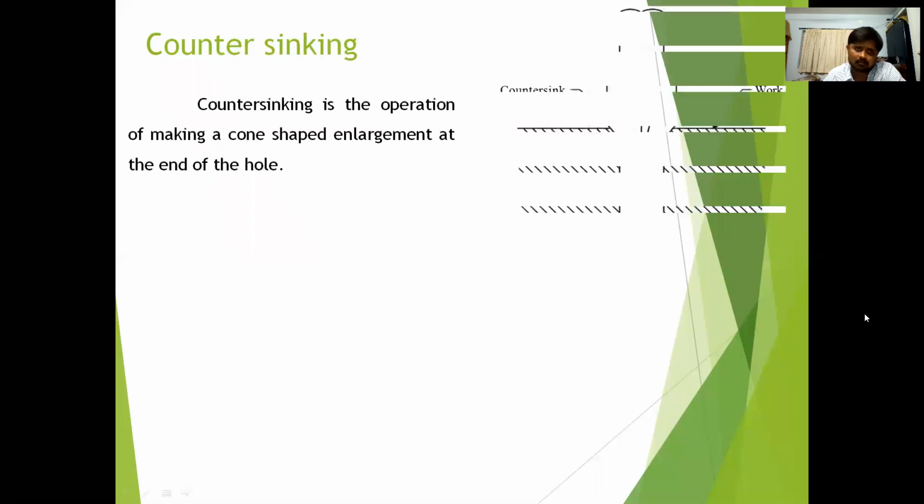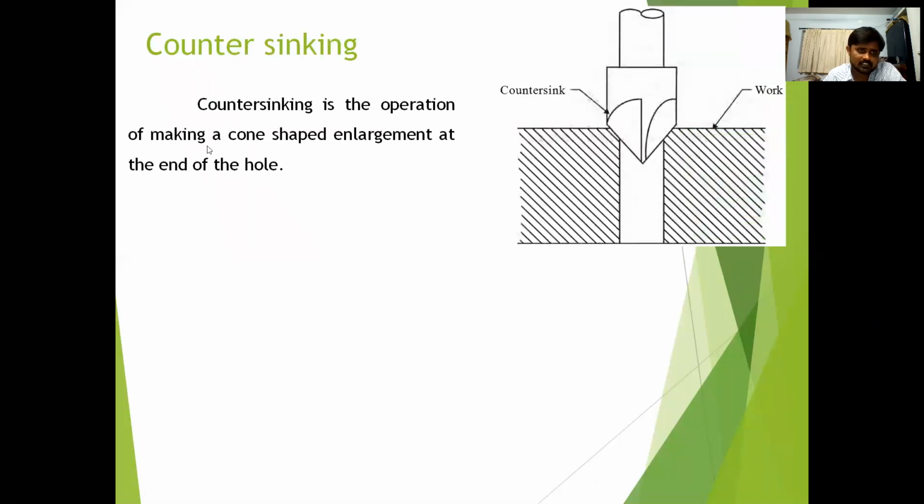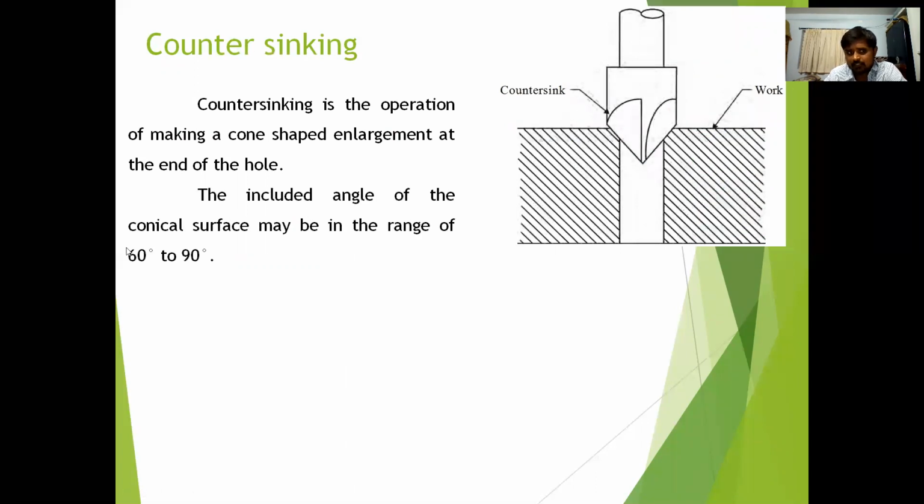Next, counter sinking operation. Counter sinking operation is the operation of making a cone shaped enlargement. In the previous case, counter boring, we make a square shaped enlargement, but here we are going to make this cone shaped enlargement at the end of the hole. The included angle of the conical surface may be in the range of 60 to 90 degrees, so it's always less than 90.